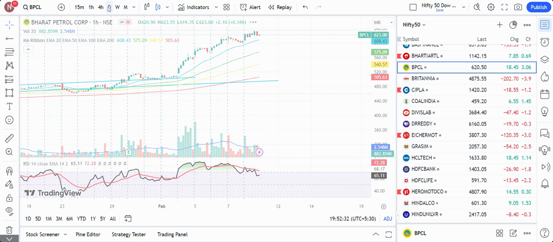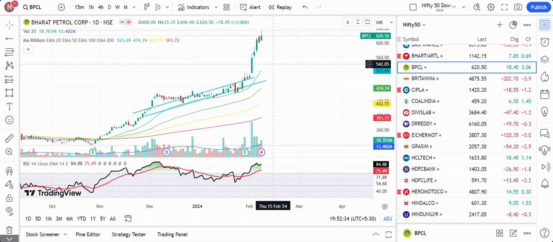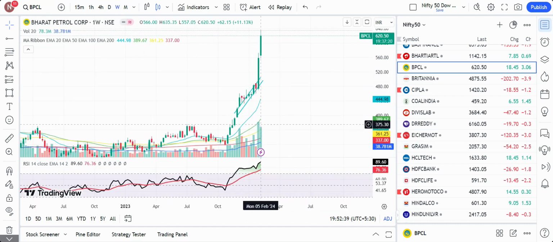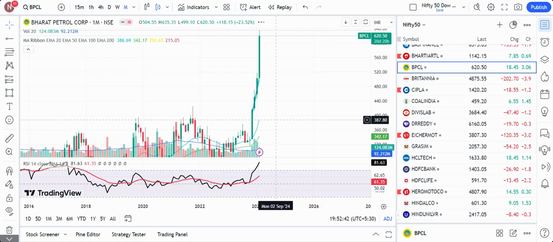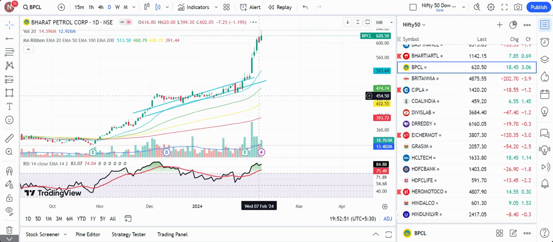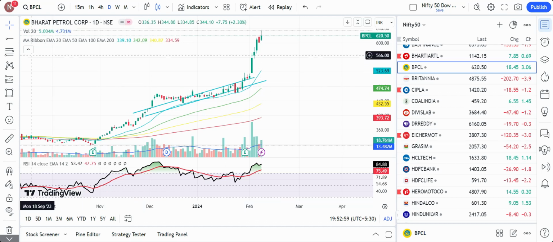So let's go to the daily. Don't see a pattern here. Let's go to the weekly. It's already given 11% this week and 23% this month. Whoa, that's a big one. So you can go for this if you wish to.